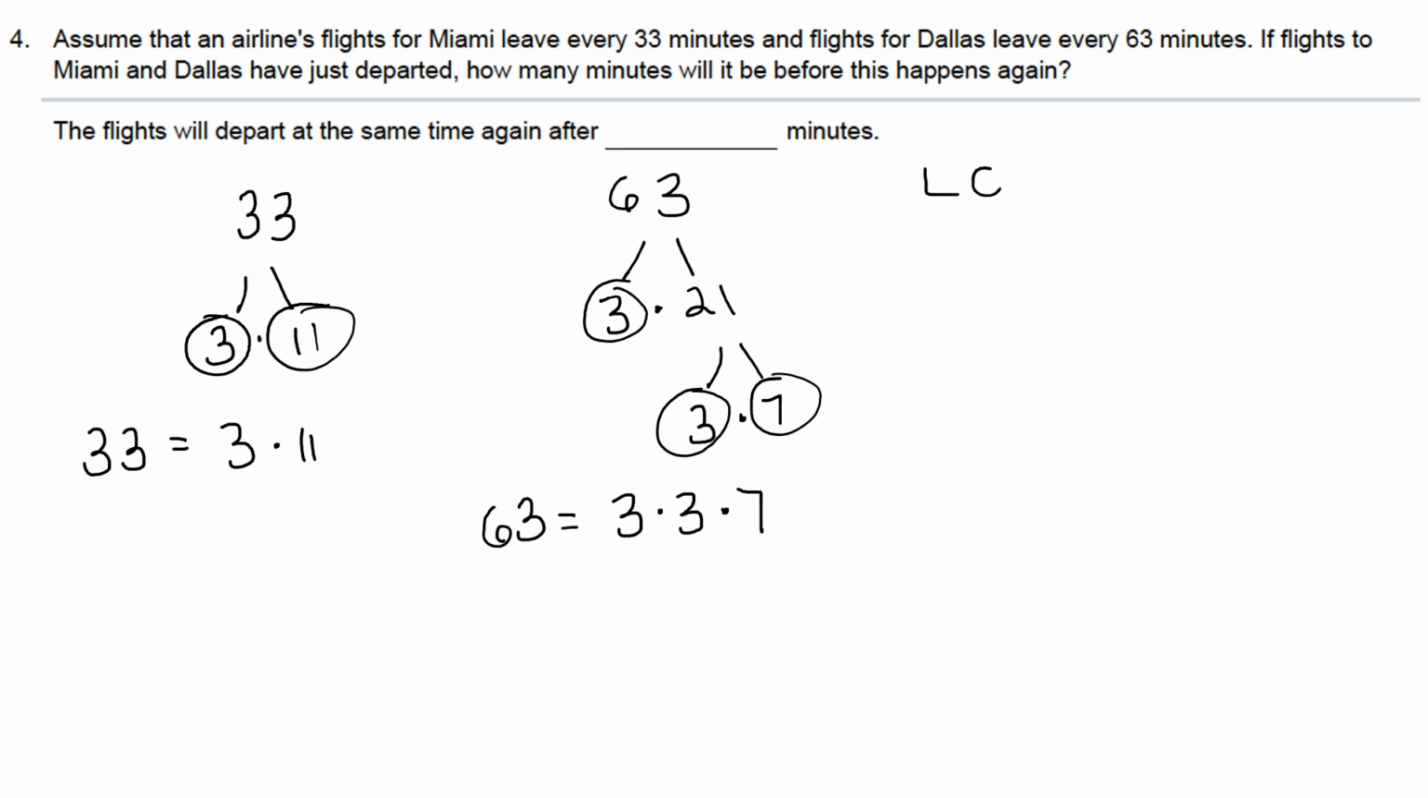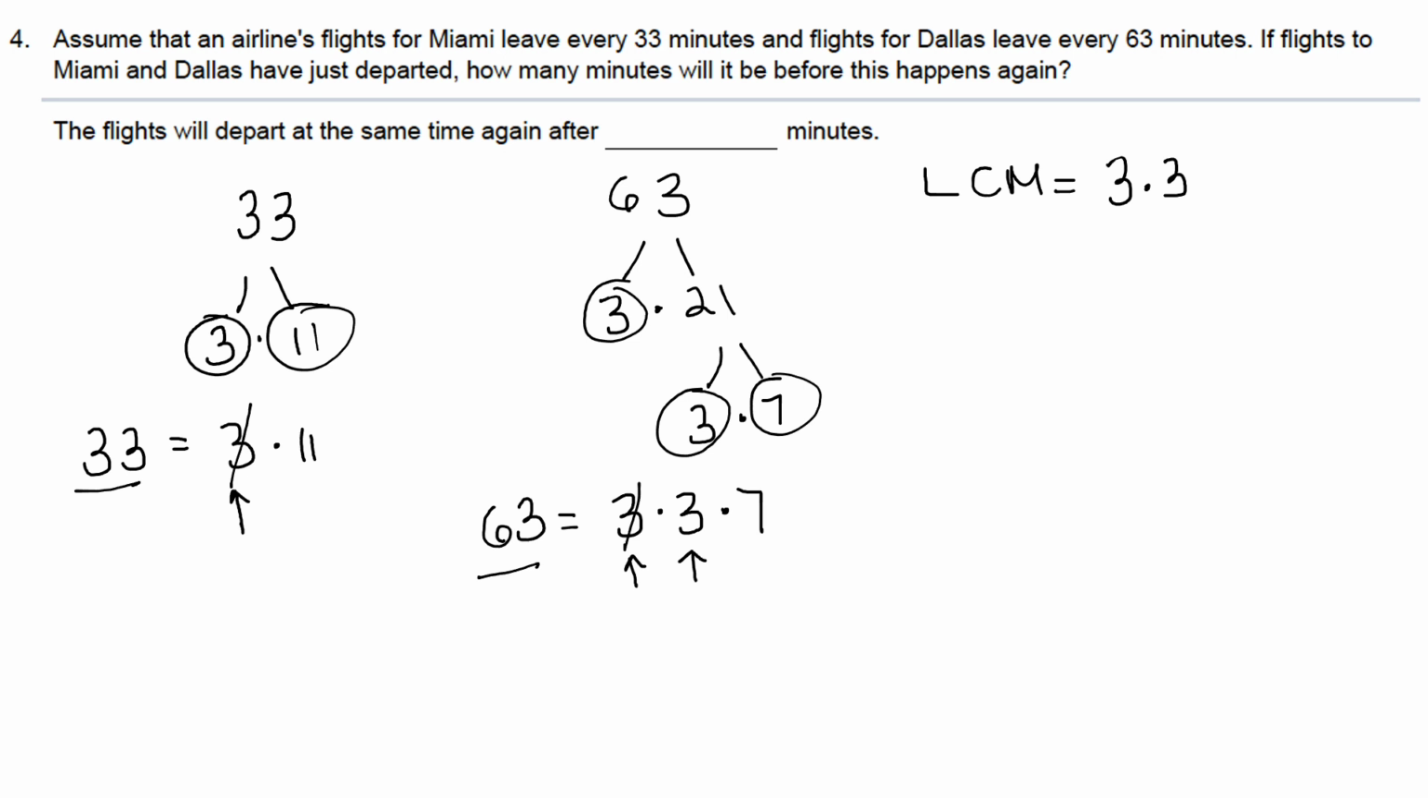Now I'm going to find the LCM. Again, the LCM is found by taking the factor that appears the greatest number of times in any one number. First, we'll look at the factor of 3. It appears 1 time in 33, but it appears 2 times in 63. So the greatest number of times that 3 appears in any one of these numbers is 2 times. So we'll write down two 3s.